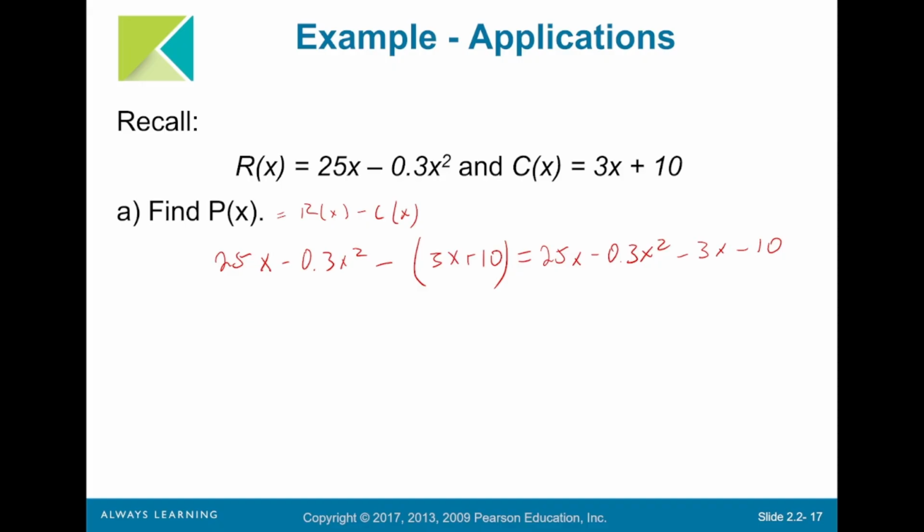So now we can combine a few like terms. We'll have negative 0.3x squared. And we have a 25x and a minus 3x. So that's plus 22x minus 10. And this is what P of x looks like. Nice.